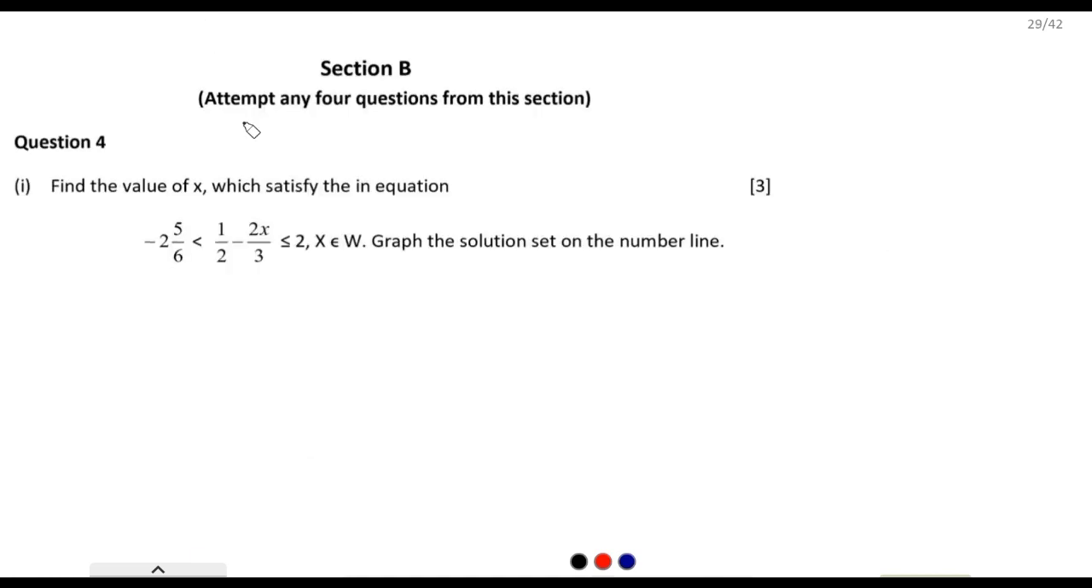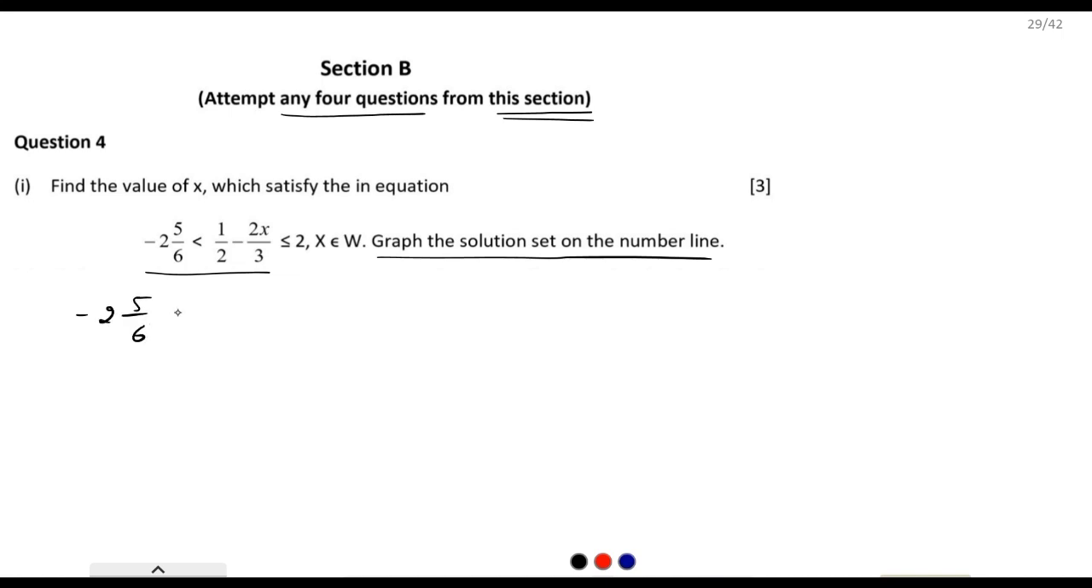Section B, you have to attempt any 4 questions from this section out of 7 questions. I am sharing the complete solution of all questions with you. Question number 4, part 1, is an inequality question. We have to solve this inequality and graph the solution on number line.